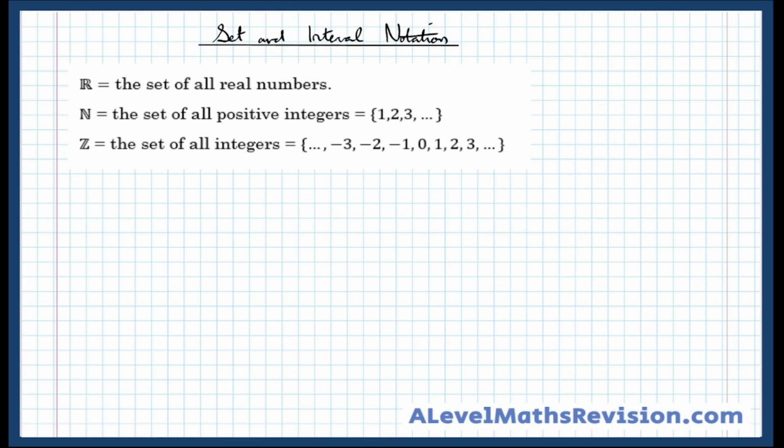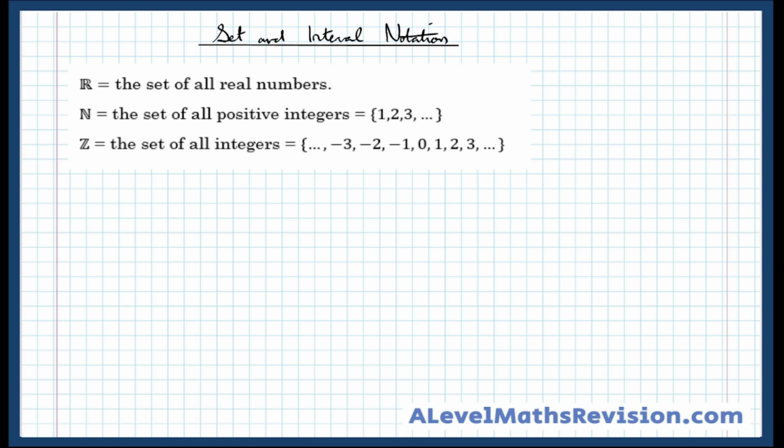So this hollow R symbol, sometimes called a double R, is the set of all real numbers. So any number that you can visualize at all, pi, 7.3, 9, root 2, any number that we can use in real life is called a real number.